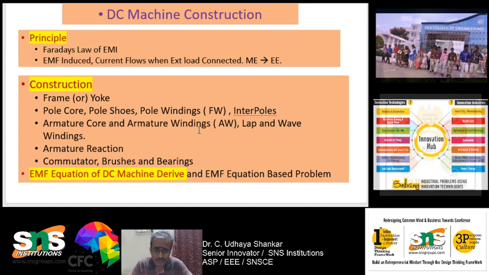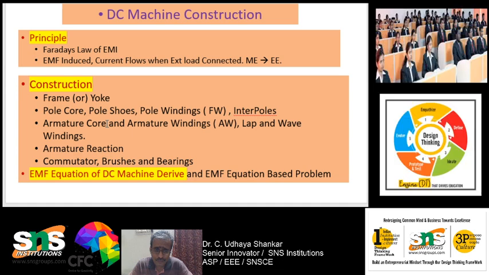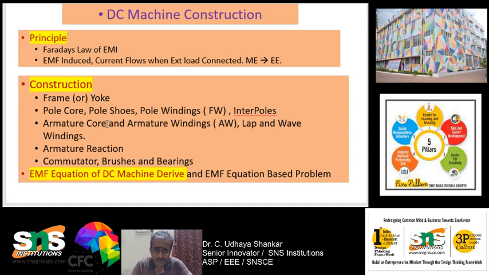Finally, interpoles are also there. We will study the use of interpoles later. We will also discuss the armature core. As I already told, armature is a collection of conductors connected in series and parallel combination, called the armature winding. The armature core carries the armature winding, and all the armature conductors are placed on the core.